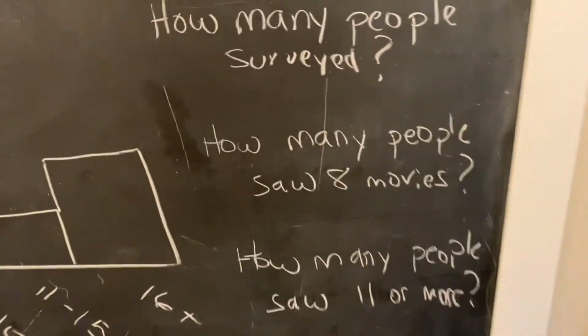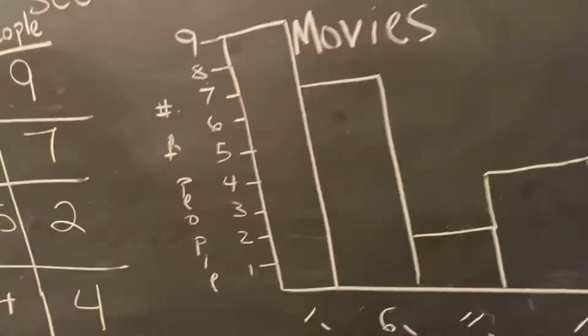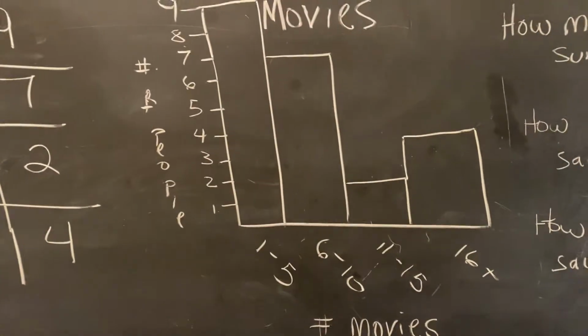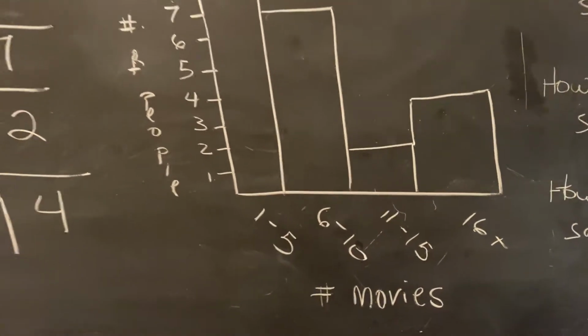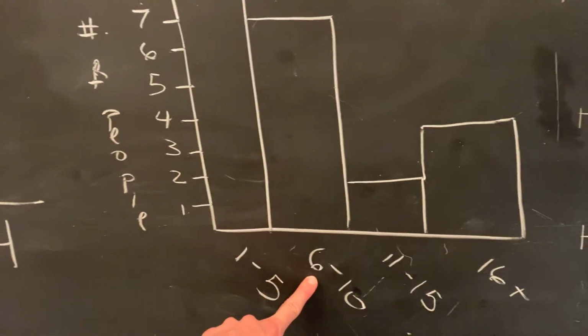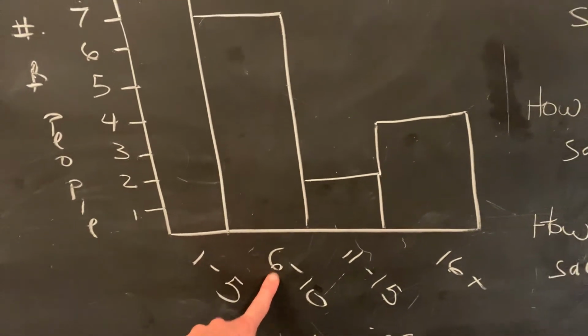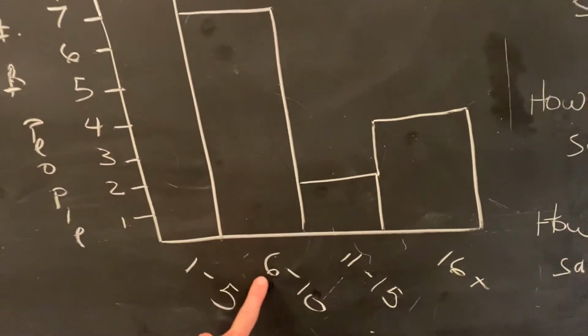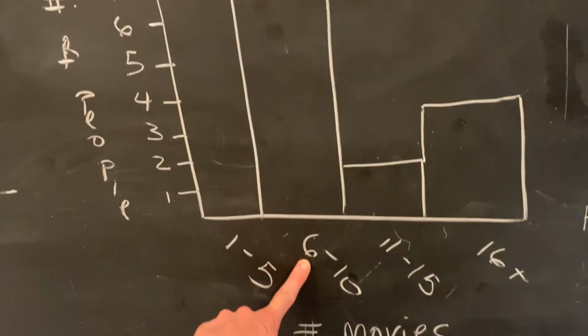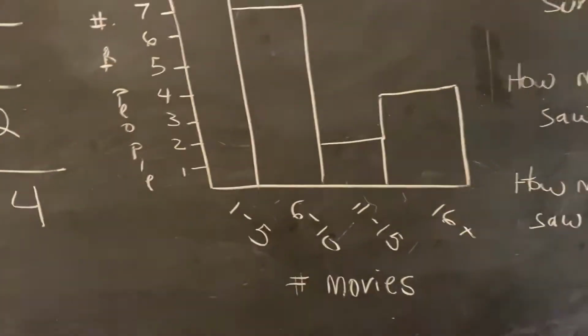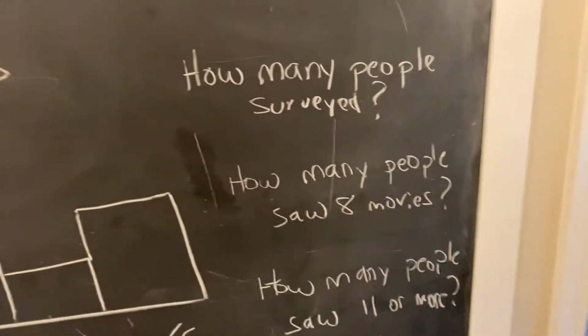How many people saw 8 movies? Here's where this gets tricky. If you look at the histogram here, how many people saw 8 movies? And some people would say 7 people, but we don't know. There is no solution to this because 7 people saw 6 to 10. That could have been all 6, could have been all 10, could have been a couple of each number. We just don't know what that is, so there is no solution to that question.